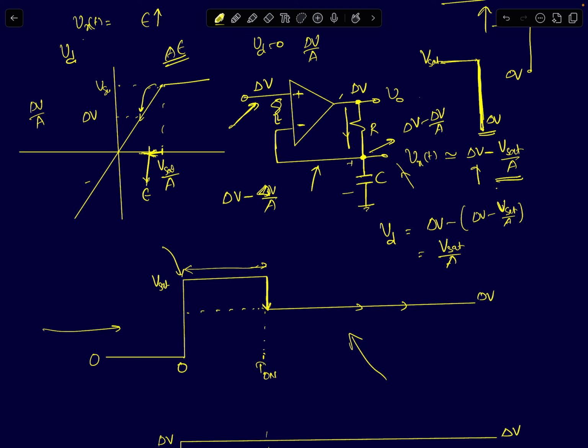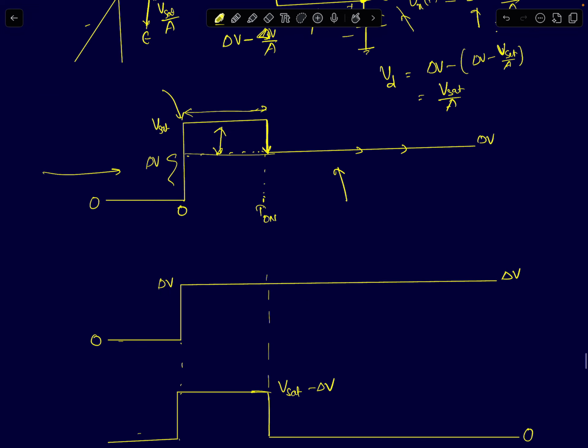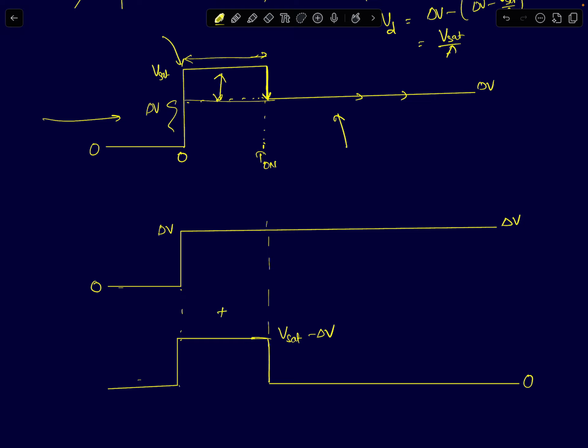So what I'll do is take this waveform and split it up as two waveforms. I can split it up as a step of value delta V plus a small pulse of peak value Vsat minus delta V. The output waveform can be written as the same input step signal of magnitude delta V volts, plus a pulse signal whose width is t on seconds and amplitude is Vsat minus delta V. And we know the expression for t on, right? We derived it some moments back.